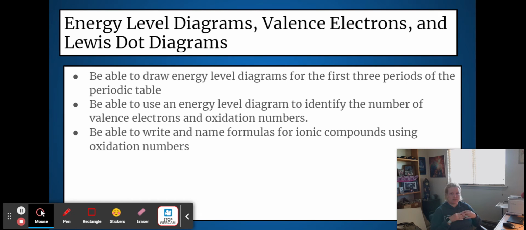3 learning targets here. 1, you're going to be able to draw energy level diagrams by the end of this video for the first 3 periods of the periodic table. 2, you're going to use those energy level diagrams to identify valence electrons and oxidation numbers, also core electrons. Lastly, you're going to be able to write and name simple ionic compound formulas using those oxidation numbers. So let's get started.